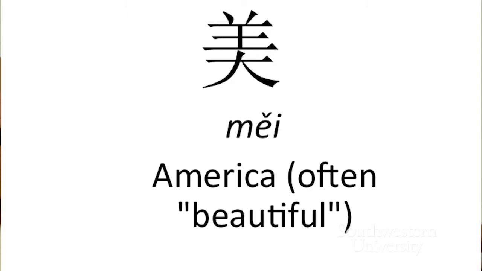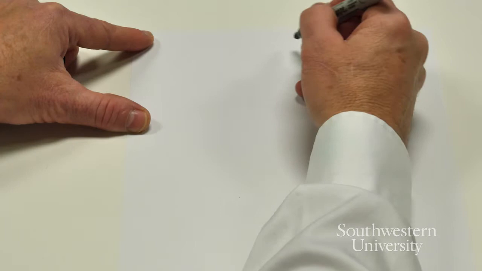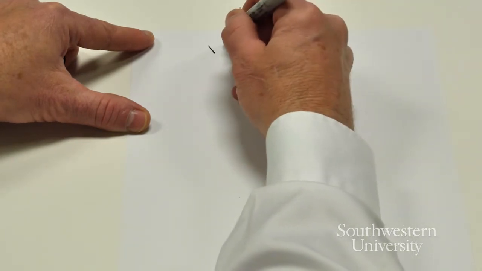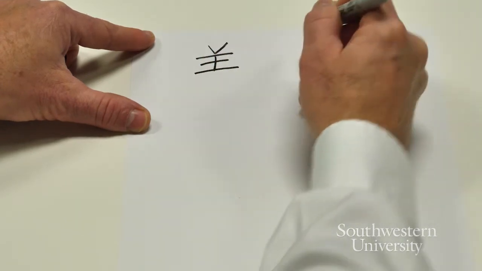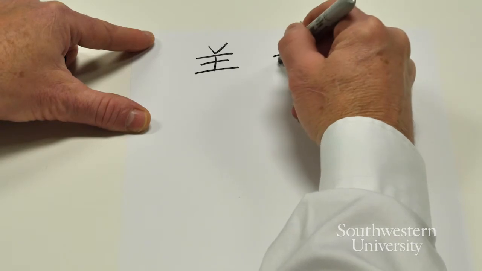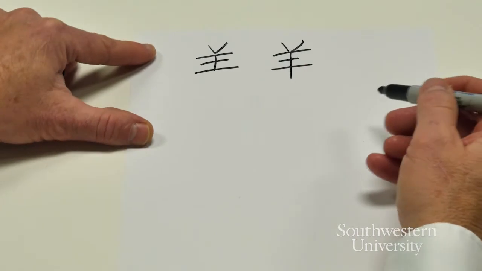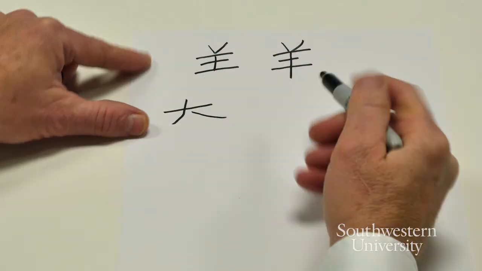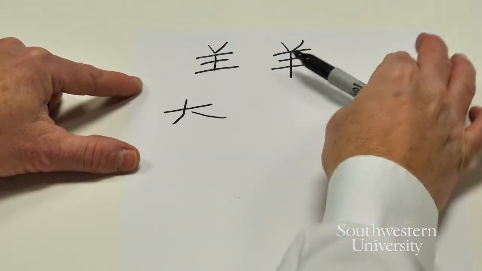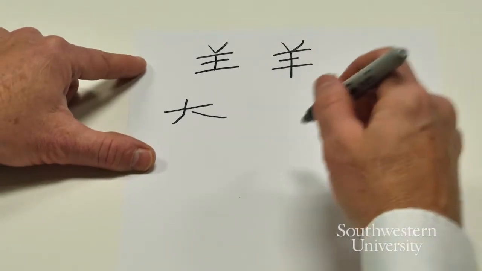The next character is phonetic in America. It means beautiful, but it's just phonetic. And it is composed of 2 components. It looks like one big character, but it isn't. It's 2. The top part is written like this. And it derives from the depiction of a sheep. And you can see the horns of the sheep up there. The bottom part is da, great. So for some reason, a great sheep is used to depict the word beautiful, probably phonetic, I think.